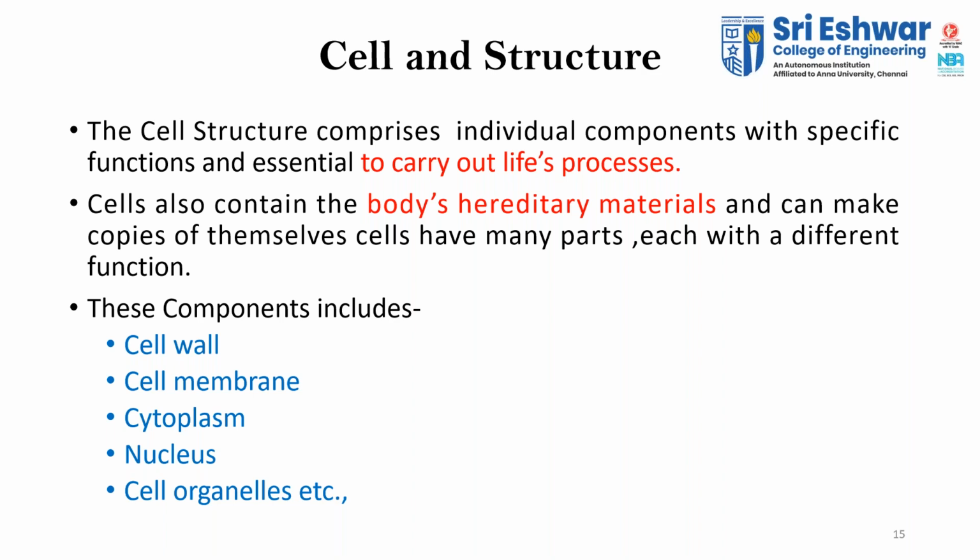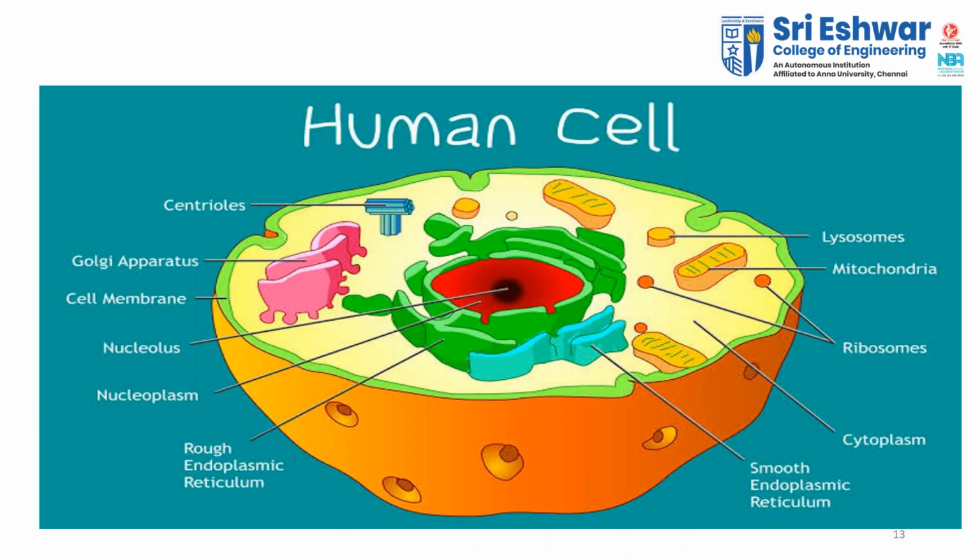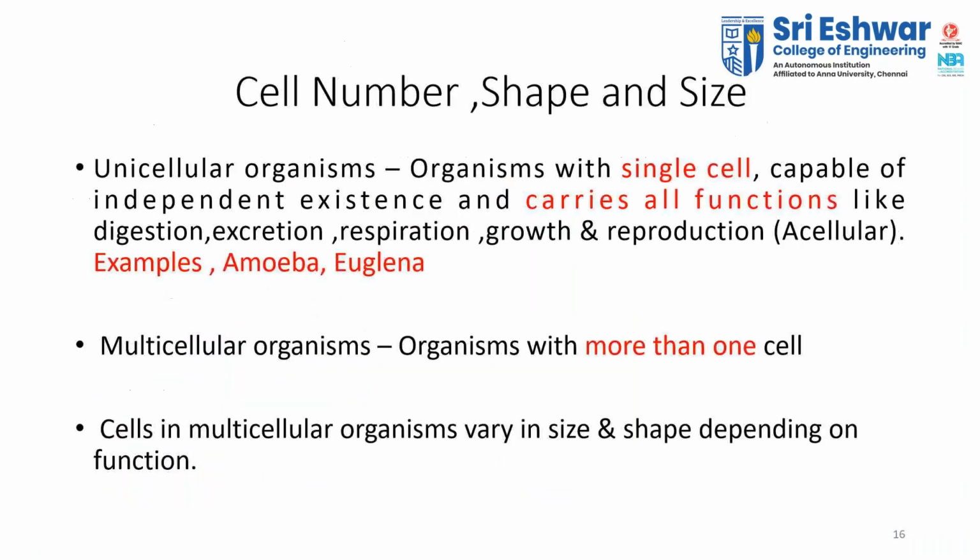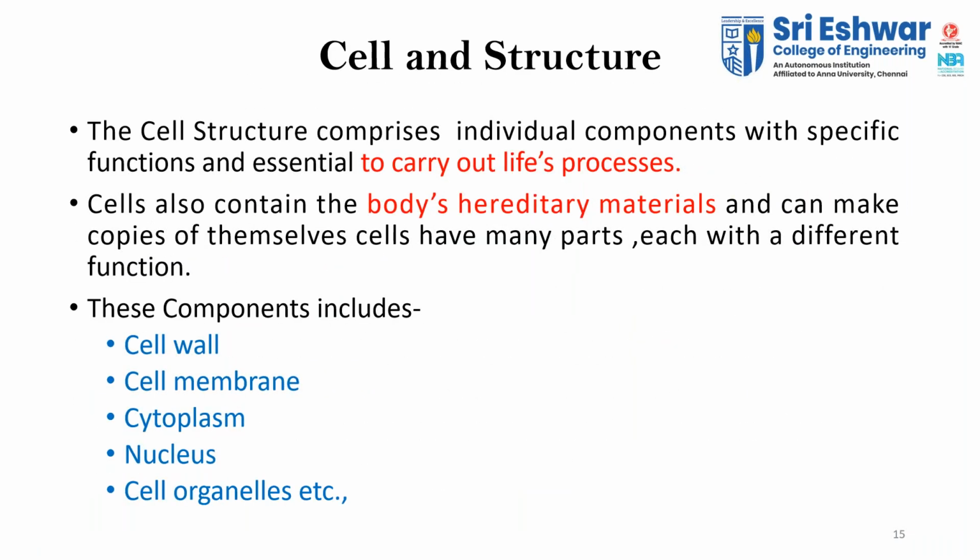Cells have many parts, each with different functions. As I told you earlier, this is your cell, which comprises many parts, and each and every part is predominantly used for doing its own function. Combined together, they carry out the function of the cell. So we have components like the cell wall, cell membrane, cytoplasm, nucleus, and cell organelles, etc.